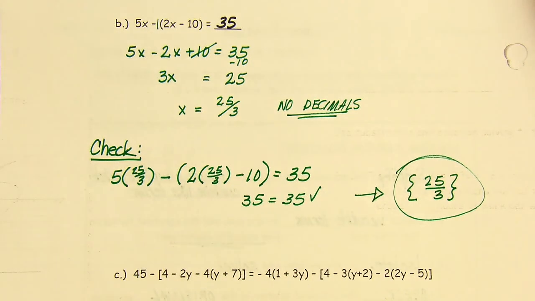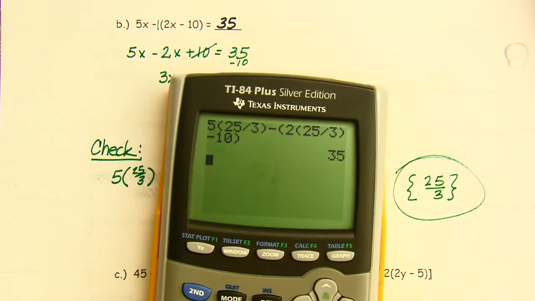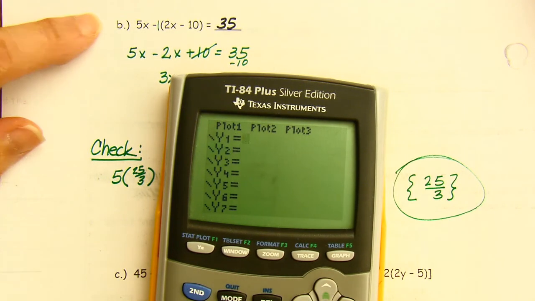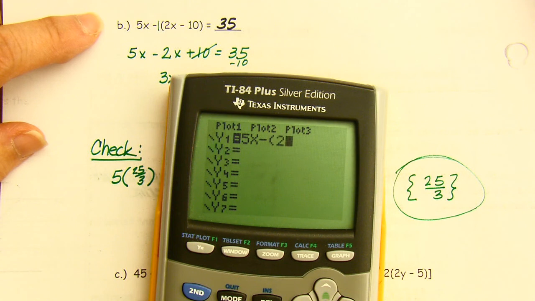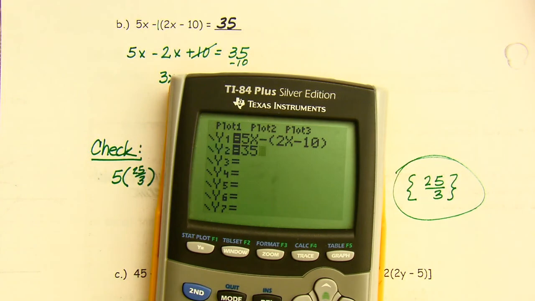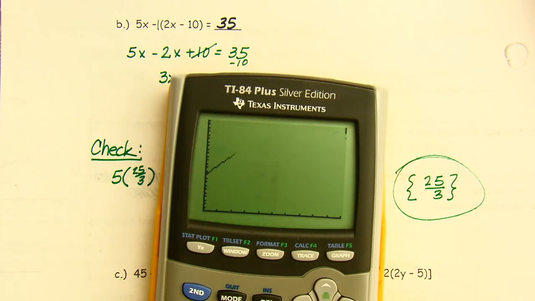Now, I could graph this to check it. I'm going to clear all that out of there. 5x, subtract quantity 2x, subtract 10, close it. Second equation is 35. Now notice, this is a y equals 35, so I have to change my window. I'm going to graph it. You're going to see that I'm not going to be able to see both lines. So I'm going to change my window.